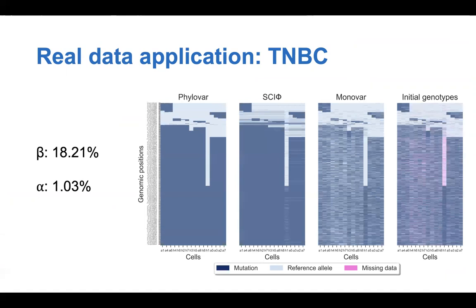Here are the heat maps of the genotypes we inferred using Phylovar, SciPhy, and Monovar. As you can see, the heat maps of Phylovar and SciPhy are similar, but the profiles of Monovar seem to be noisy because of not considering the underlying tree. Phylovar inferred around 18% false negative rate and around 1% false positive rate in this dataset.